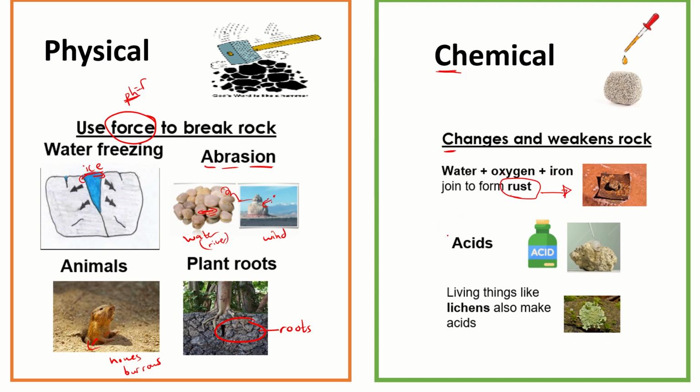Another thing that can break rock is acid. Acid can come from when water mixes with different things inside of rock, and it can turn into acid. Also, living things can make an acid, like these little things on the rock called lichens. From their bodies, they make an acid, and this acid breaks the rock.